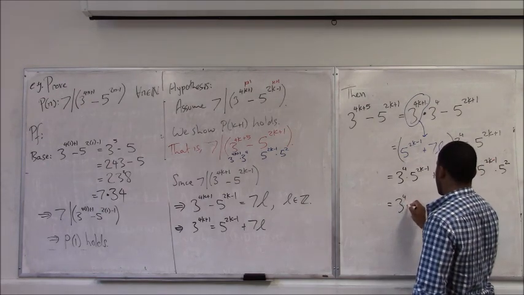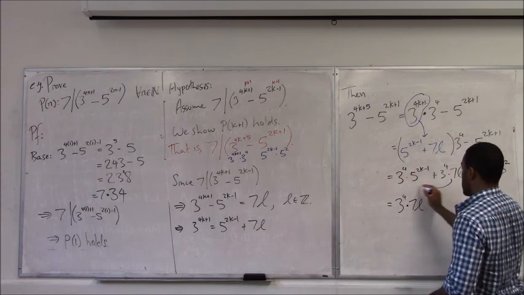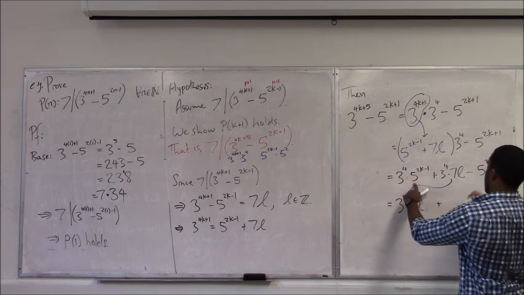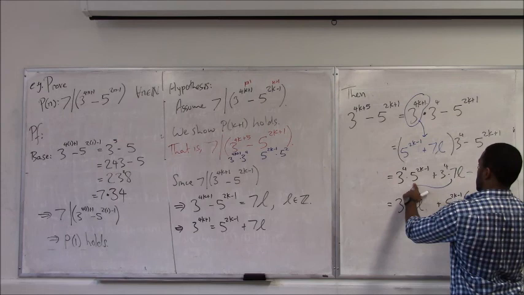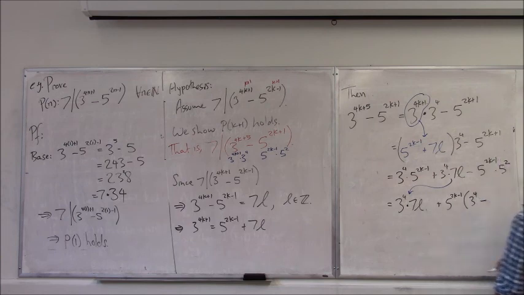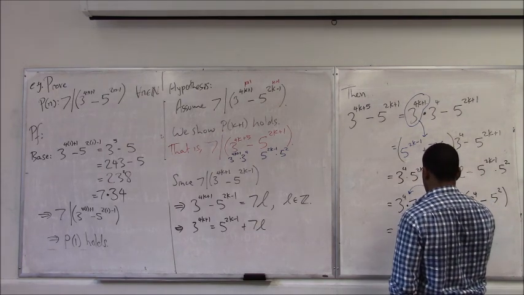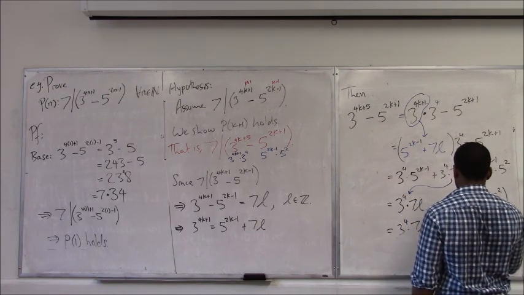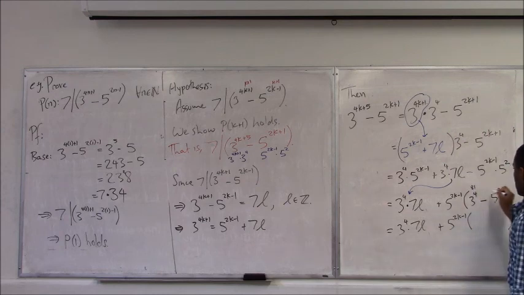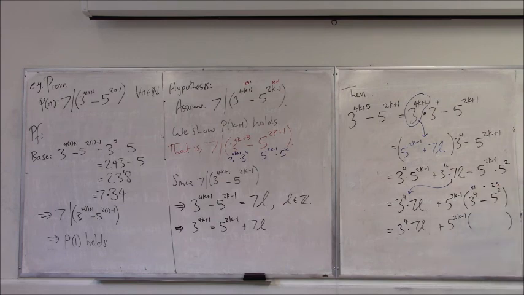So this is 3 to the 4th times 7l. Just put this guy up front and send him along. Plus, here I have a common factor of 5 to the 2k minus 1. And that will leave me with 3 to the 4th minus 5 squared. And what's 3 to the 4th? Is that 81? 81. And 25? 81 minus 25? 56.